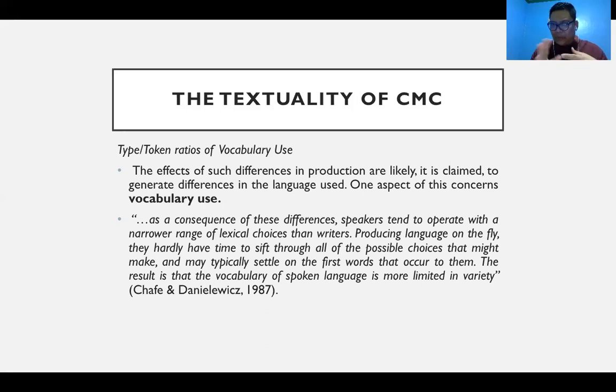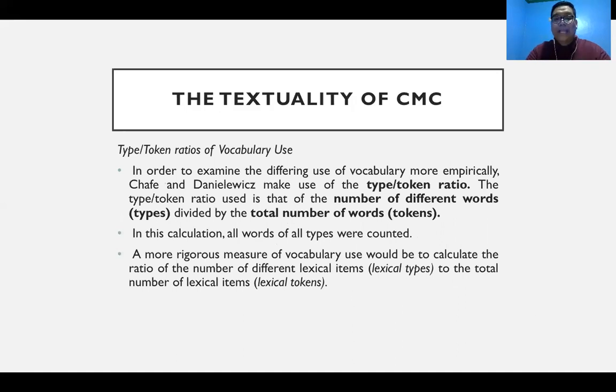Okay? So primarily, if we are looking at vocabulary usage, there is actually a big difference between the one that is produced in writing and the one that is produced in speech. In order to examine the differing use of vocabulary more empirically, Schaaf and Danielowicz made use of the type-token ratio. The type-token ratio is the number of different words, which we call types, divided by the total number of words, or the tokens. So we have different grammatical tokens present in a discourse, and you also need to consider that.